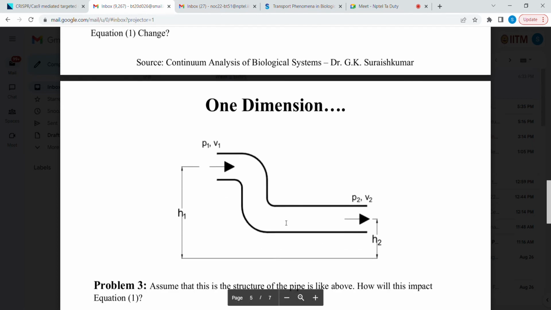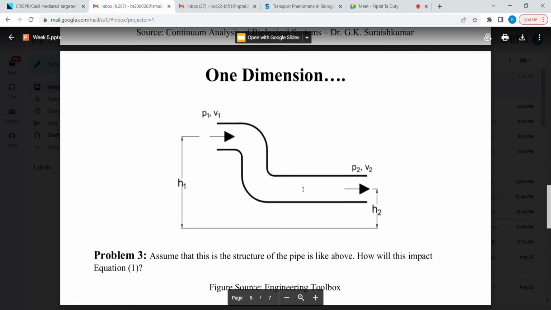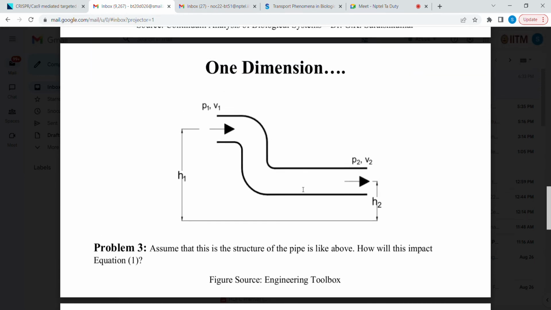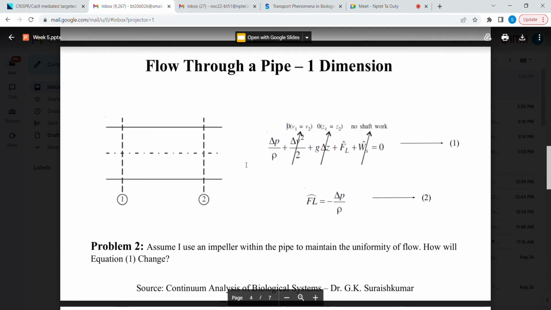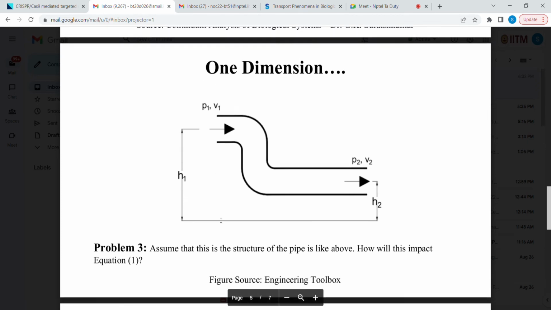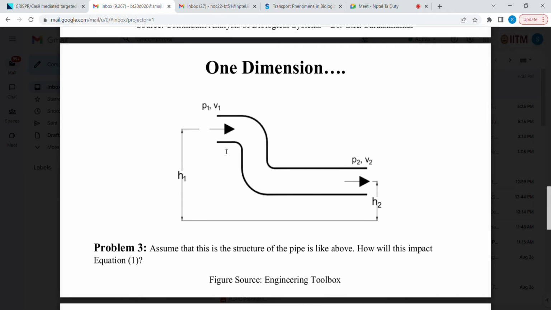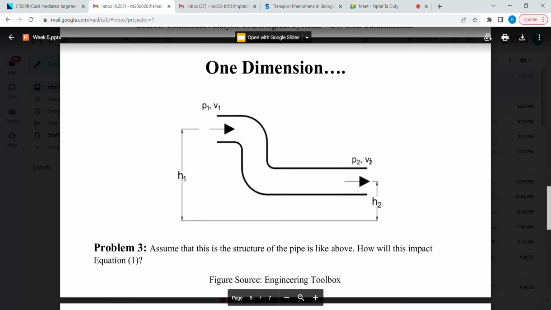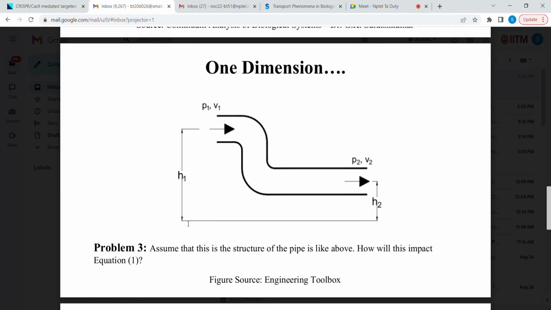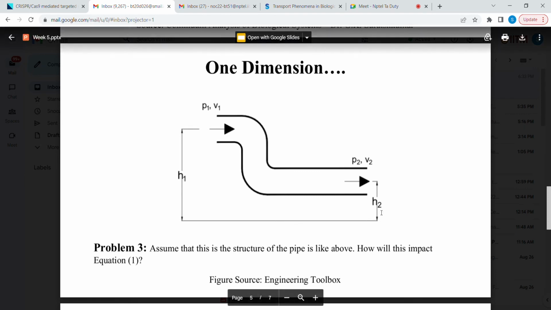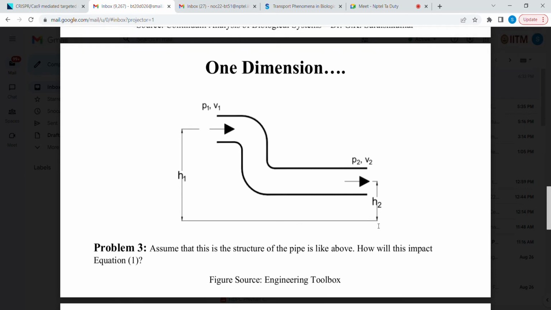Now this is also two dimension. We saw this kind of horizontal pipe. Now let's take this kind of a pipe, where there's a difference in the element. Let's say this is the volume, this is the aerial element, and there is a difference in height. Consider this as H1 and H2, analogous to Z1 and Z2 in the previous example. How will this impact equation 1?